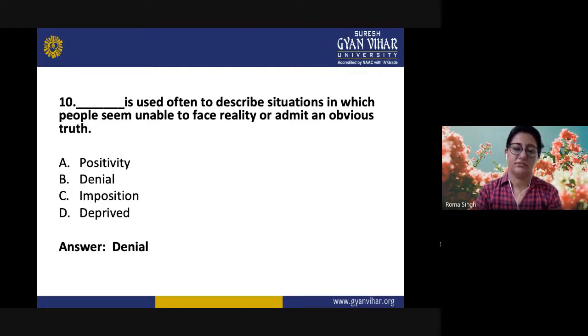We need to accept the reality after some time. But as human beings, we don't want to take stress, we don't want to accept reality. And this is how we sometimes go into the negative defense mechanism, that is of denial mode.